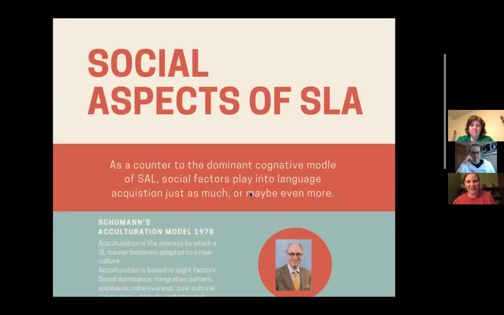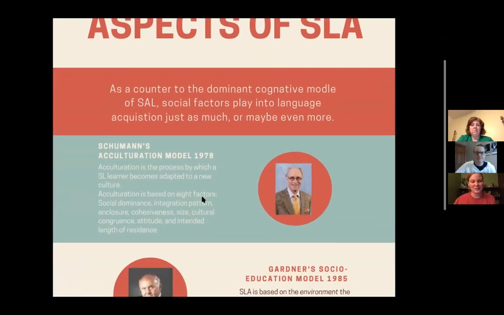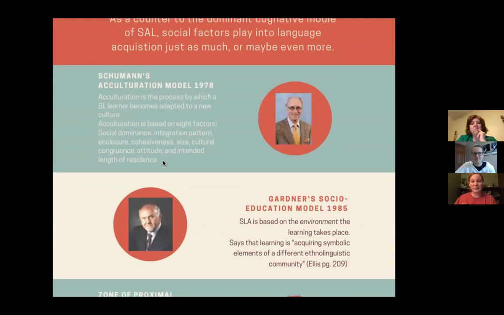Social aspects of second language acquisition. So this chapter, at least the part that I'm going to talk about, kind of counters the dominant cognitive model. Oops, I have a typo there. Cognitive model of second language acquisition, but the social factors play into language acquisition just as much, or maybe even more, in my opinion, and we'll get to where I'm going. So this first one, Schumann's acculturation model from 1978.